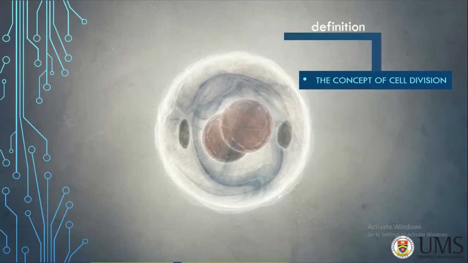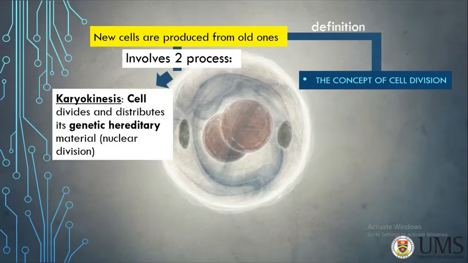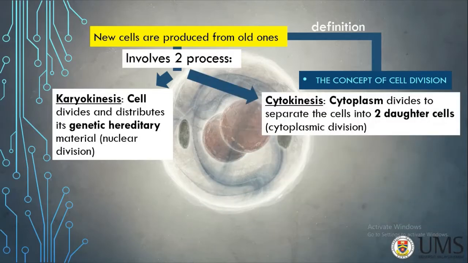Cell division is defined as new cells being produced from old ones, and it involves two processes. The first process is karyokinesis, in which the cell divides and distributes its genetic hereditary material. This process is also known as nuclear division. The second process is known as cytokinesis, in which the cytoplasm divides to separate the cell into two daughter cells. So towards the end of karyokinesis, cytokinesis will occur.